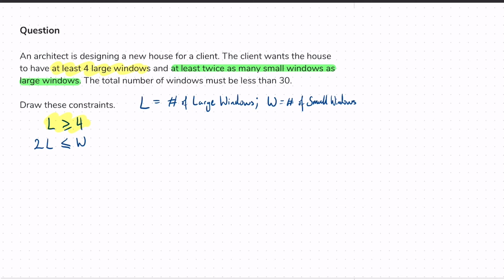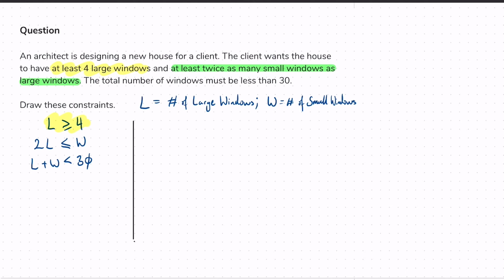The last constraint we have is that the total number, so the number of large plus the number of small, has to be less than 30. Oh, less than, not 30 or less. It has to be less than 30. And now what we're going to do is draw these 3 constraints.